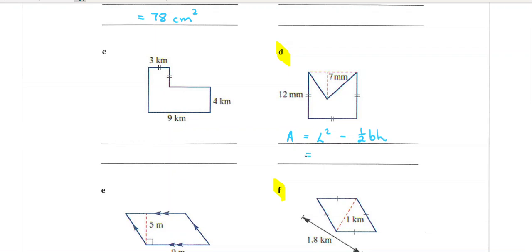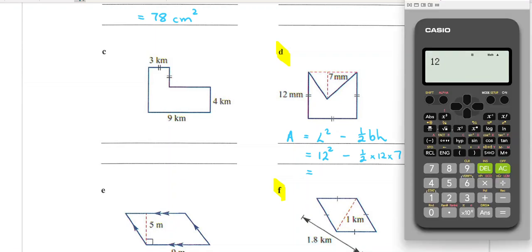Second line, sub in. What is the length of my square, the L? 12. Good, so 12 squared minus. Now I'm doing the triangle and I want the base and the height. Now, I know that 7 is a little bit misleading. The 7 would be that red height there because this is a square, so that across there would have to be 12, right? Probably isn't positioned very well, but it's a square. So the base would have to be 12 and the height would have to be that 7.